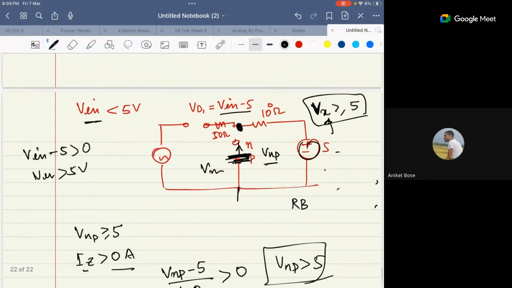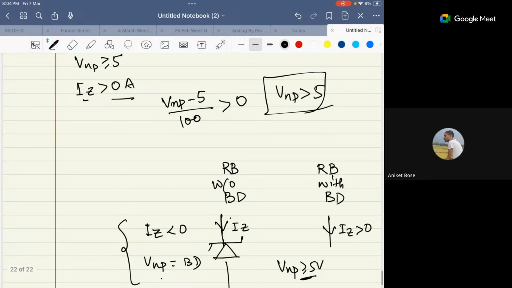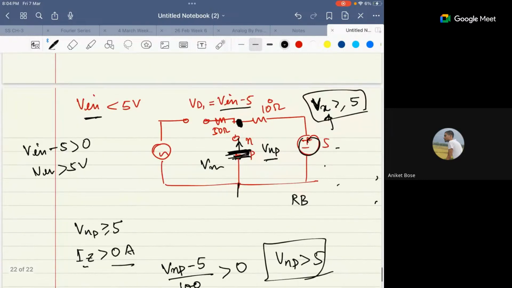So for the positive cycle, we have calculated. For the negative, it was very simple. I hope it's clear. So let's move to the next problem. If you have any doubt, you can just ask me. I'll post the solution for this on the discourse, even though what I have discussed is correct.